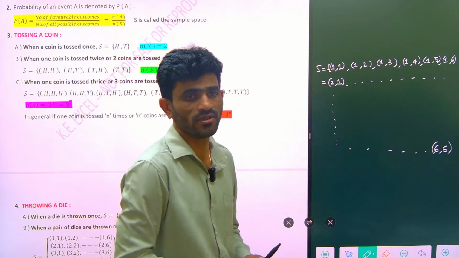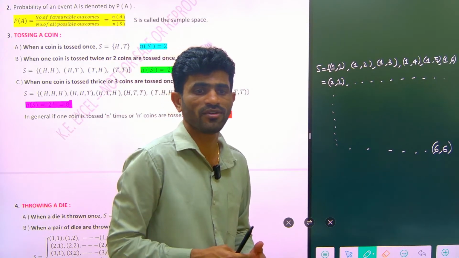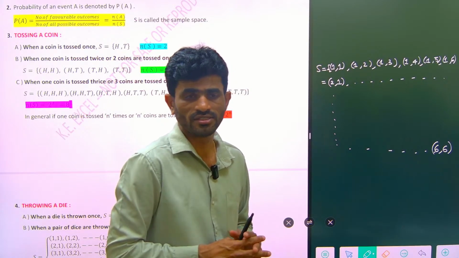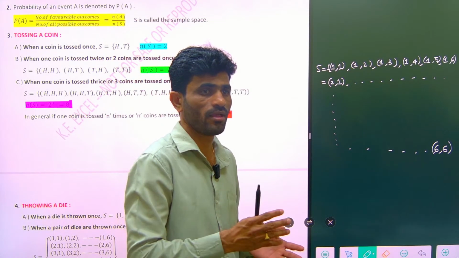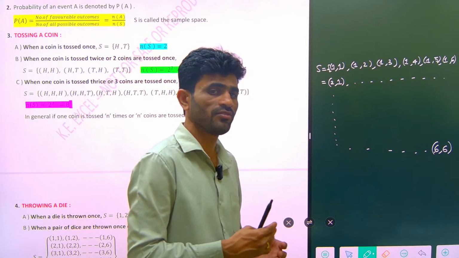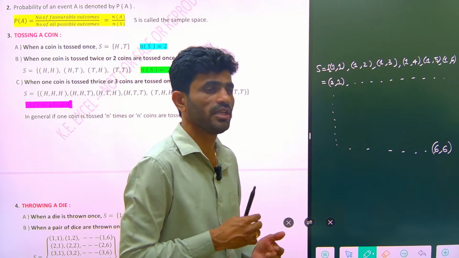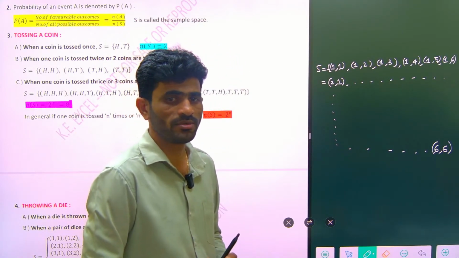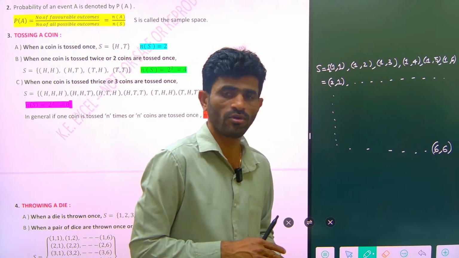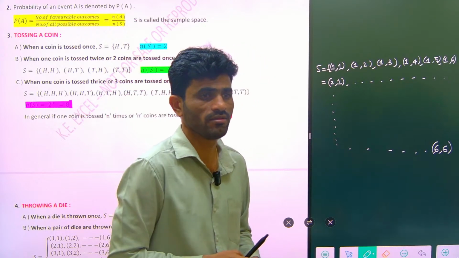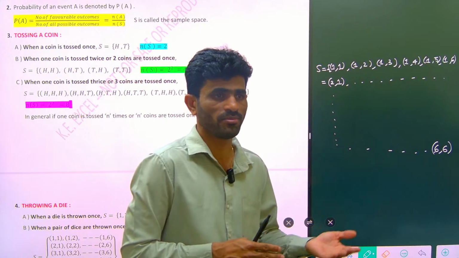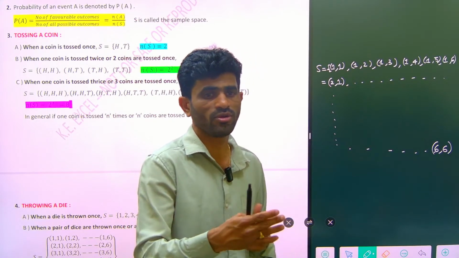Now what kind of questions will come based on this? Find the probability of getting a doublet. Doublet means both outcomes are the same number: (1,1), (2,2), (3,3), (4,4), (5,5), (6,6). Even doublet means it should be a doublet and only even numbers: (2,2), (4,4), (6,6). Odd doublet: (1,1), (3,3), (5,5). So you already know what are even numbers, prime numbers, odd numbers. According to that only you have to select the doublet also.